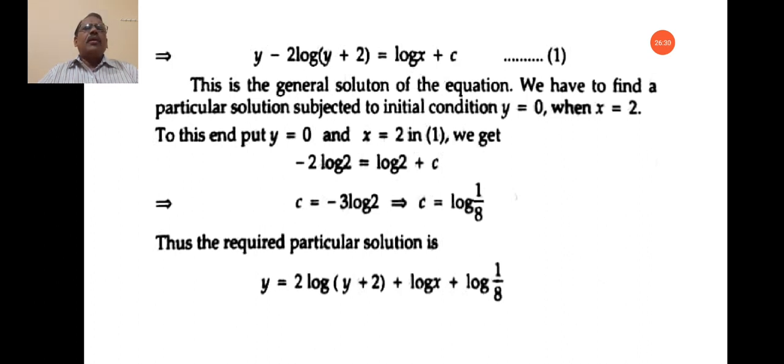They ask for the particular solution. For this, we have to put y is equal to 0 and x equal to 0 in the general equation, equation 1. So y is 0: 0 minus 2 log of 0 plus 2, that means 2, is equal to log 2 plus c. So c becomes minus 3 log 2, or c is equal to log of 1 by 8.